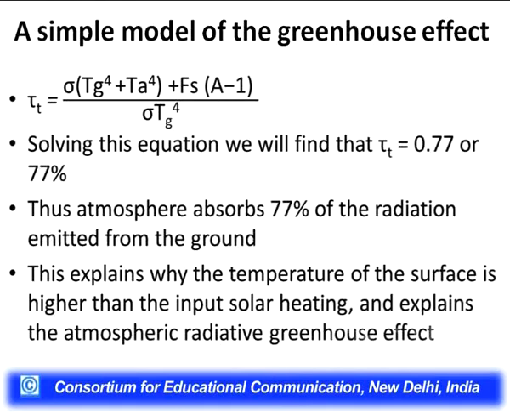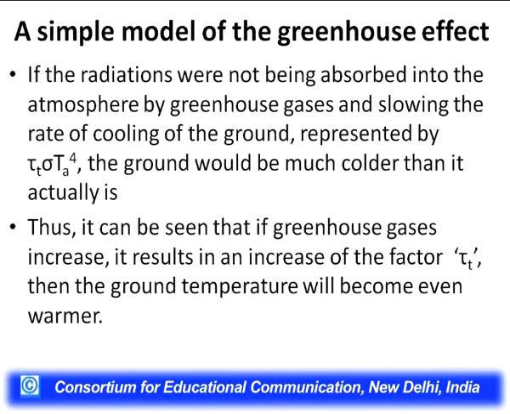This trapping of radiation by the different components of the atmosphere is also known as the greenhouse effect. This is why we get a higher temperature than anticipated at the Earth's surface. If the radiation were not being absorbed in the atmosphere by greenhouse gases, slowing the rate of cooling of the ground represented by tau t sigma Ta to the power 4, the ground would be much colder than it actually is. Thus, if greenhouse gases increase, it results in an increase of the factor tau t, and then the ground temperature will become even warmer.